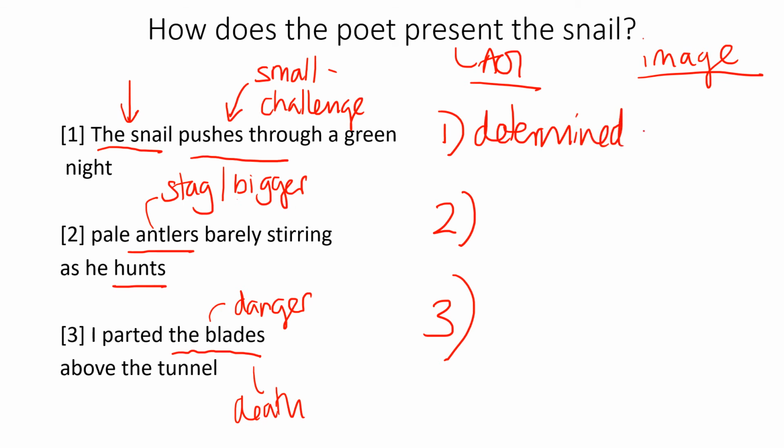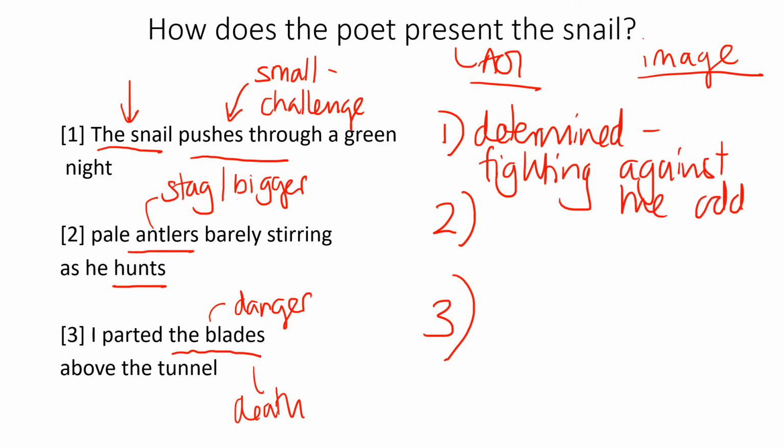And actually it's fighting against the odds. And if we have a look in the poem, we can see this idea of pushing through, and we can explore that idea of that verb pushing, that it's not kind of like hiding or anything. It's quite an active verb of what the snail is doing. It's not hiding. It is determined. It's doing what it wants to do, and it's got a purpose. And we can see that through that choice of the verb.